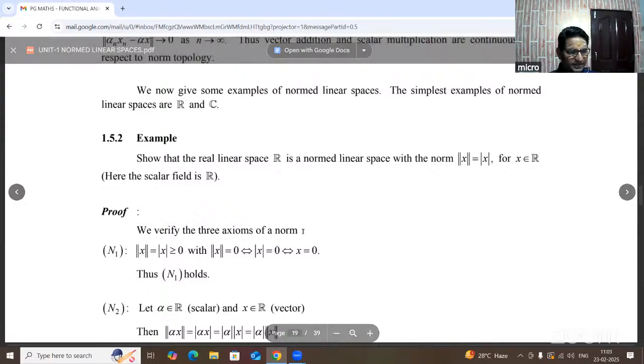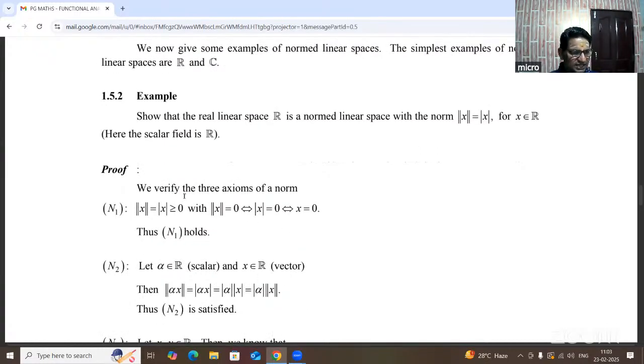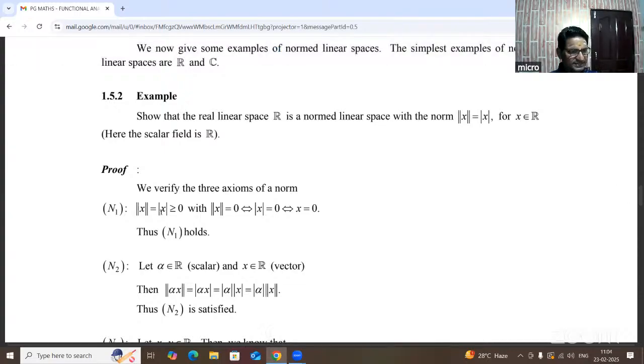Okay, see here. We verify the three axioms of a norm. First condition is norm x equal to mod x. That is the given condition. From the first condition of a norm, it is greater than or equal to 0, the non-negativity condition. That is, norm x equal to 0 means mod x equal to 0, then automatically x equal to 0. So the first condition holds good.